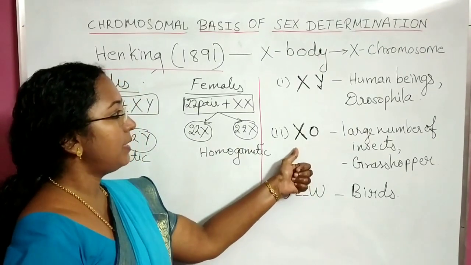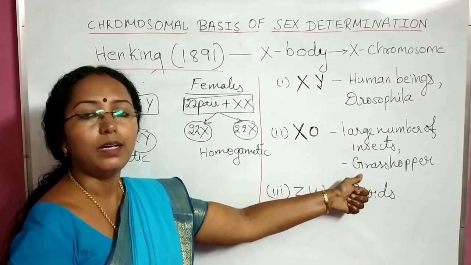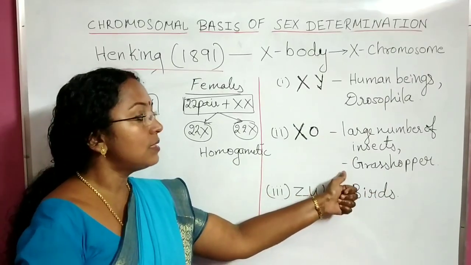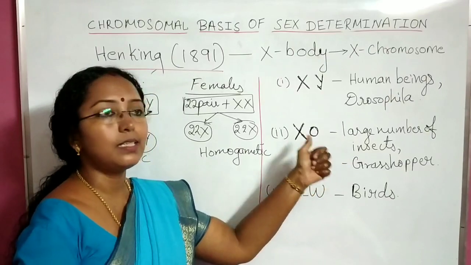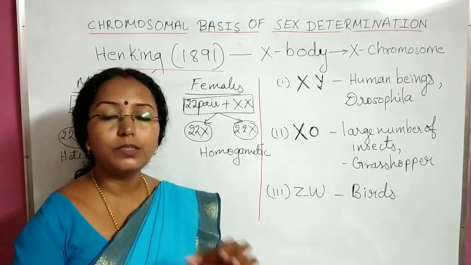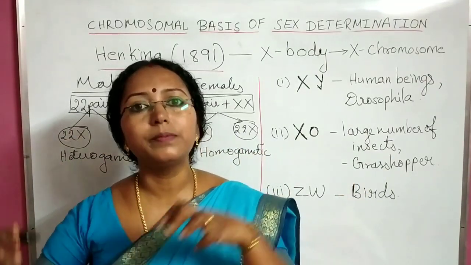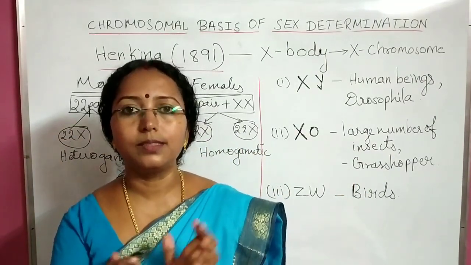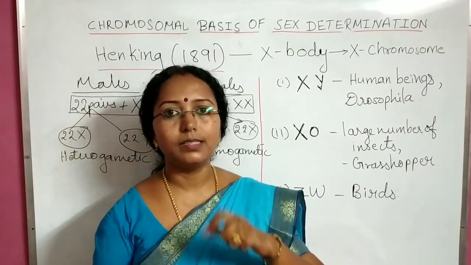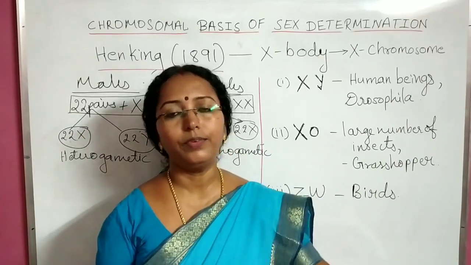Now let us move on to the next one. Large number of insects and grasshopper. The type of sex determination is XO type. This is the thing that Henking has observed. He was observing insects. He observed that 50% of the sperms got that X body, whereas 50% did not get the X body. This was his observation. Let us make it clear, what is that 50% having X body, not having X body and all.